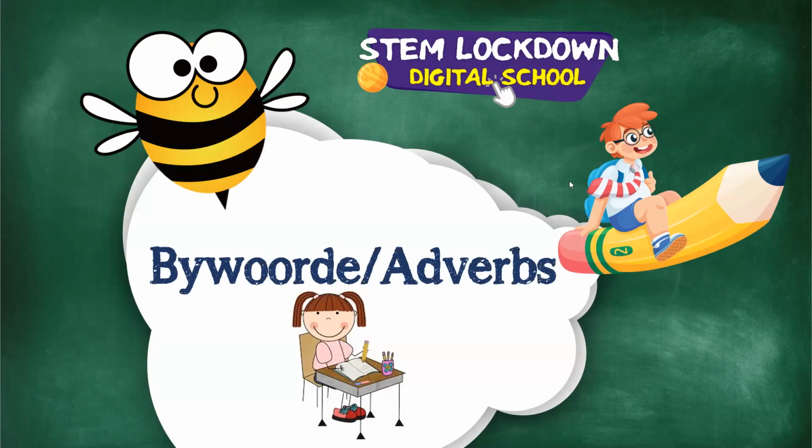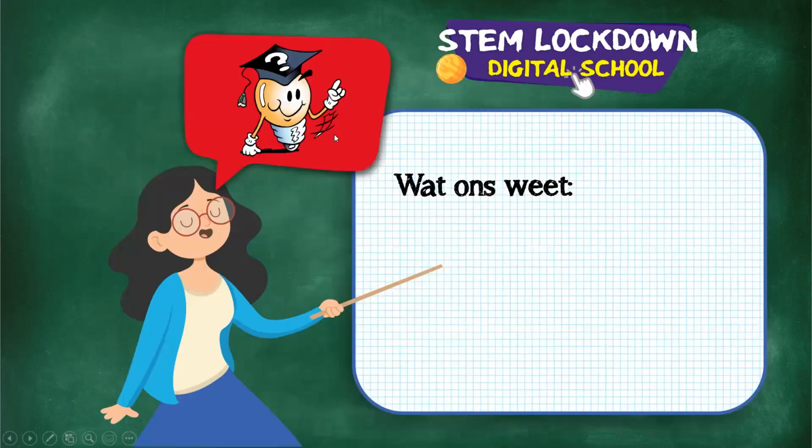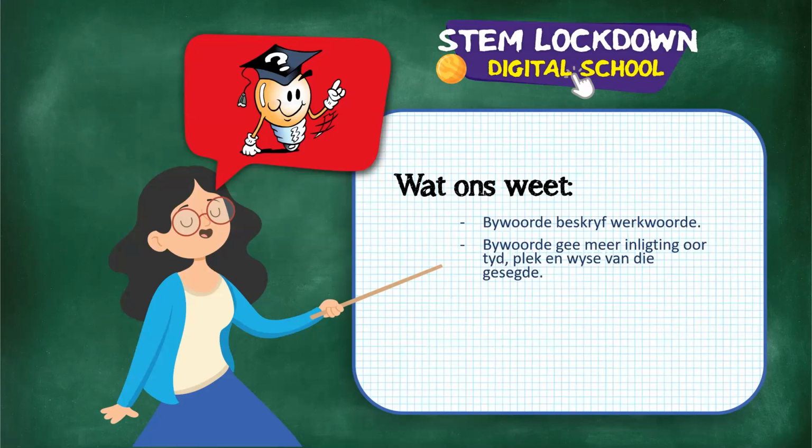All right, bywoorde. Okay, so these are called adverbs in English, so it is words that help the verb to have meaning. See that I put a little picture of a bee in there, because adverbs are very, very hardworking woordsoorte. All right, what do we know about adverbs? We know, for instance, that an adverb describes werkwoorde. It beskryf werkwoorde. It gives us more information about time, place, and matter of the gesegde.